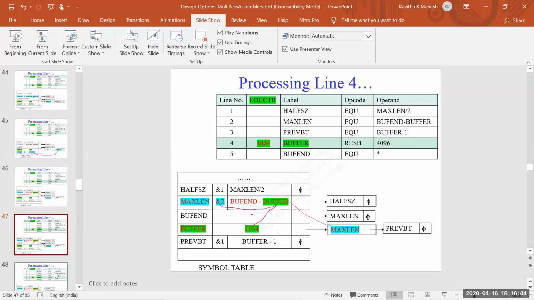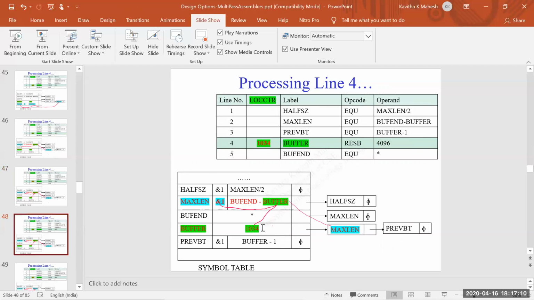So the change is shown in the following slide. We know the value of buffer. Buffer is 1034. So we have max len defined by buffen minus buffer. Buffer's value is 1034 and only one symbol is undefined here. Please look into the previous slide. Earlier it was 2. Now it is 1.